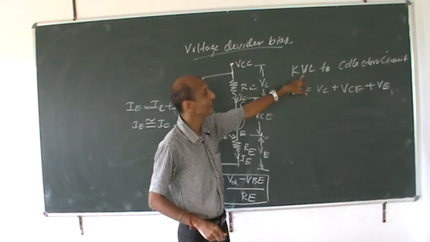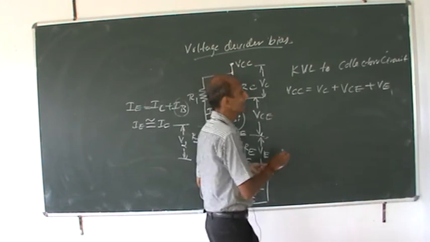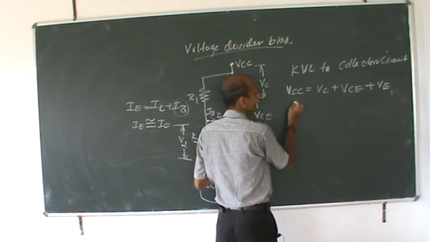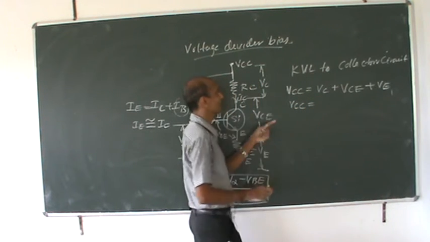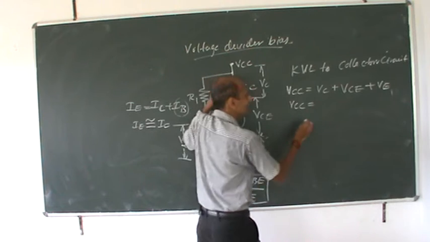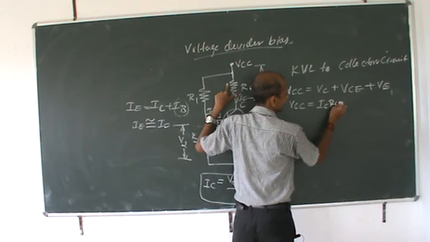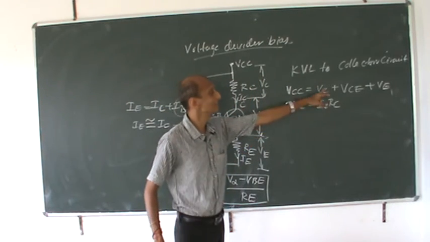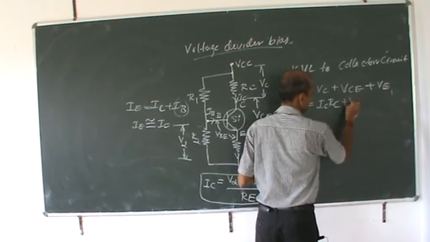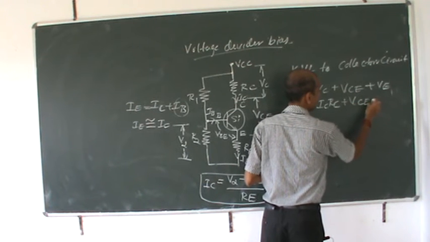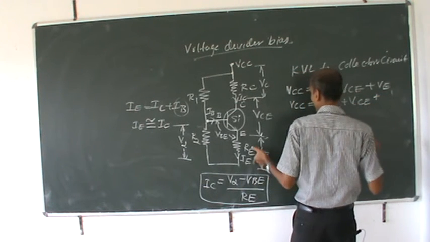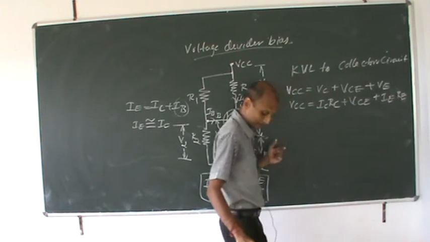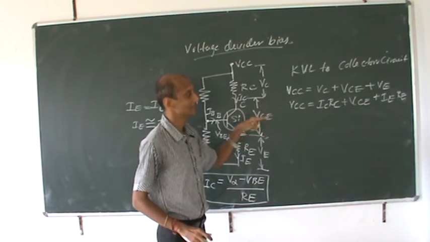This is how I can apply KVL to the output circuit. If I go for VCC, I can write VC as IC RC. So VCC is equal to IC RC plus VCE plus IE RE, isn't it? Okay, so this is how I can write it.